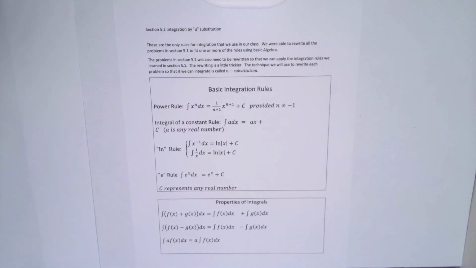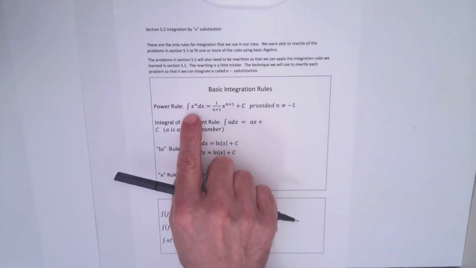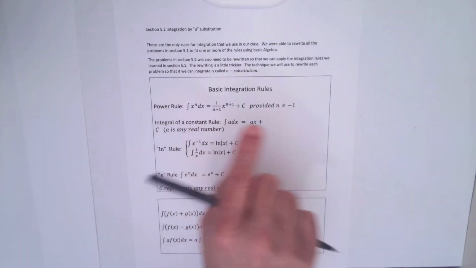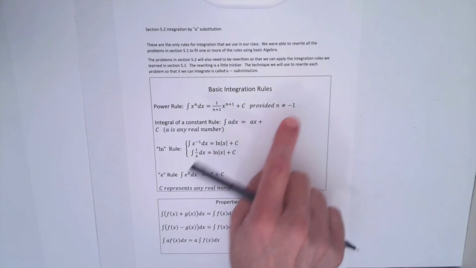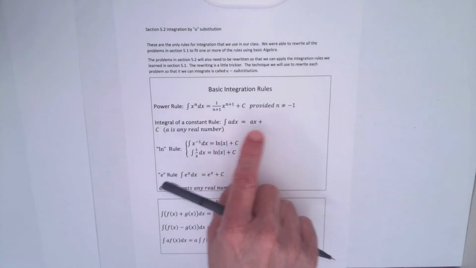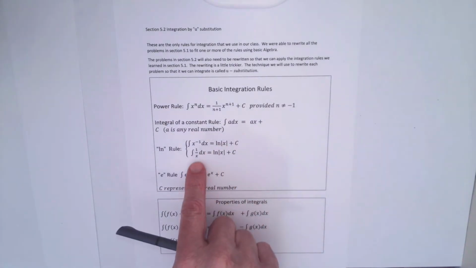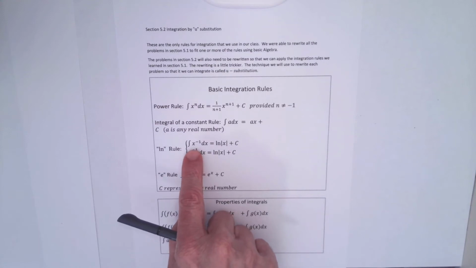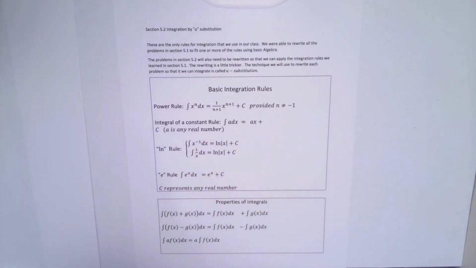The rules that we learned for integration in section 5.1, that's it for our class. Those are the only integration rules we're going to learn. Power rule: adding 1 to the exponent and dividing by the new exponent, as long as the exponent isn't -1. Integrating a constant is just that constant times x. Natural log rule for 1 over x, or x to the -1 power, and the e rule. And these properties of integrals will still hold.